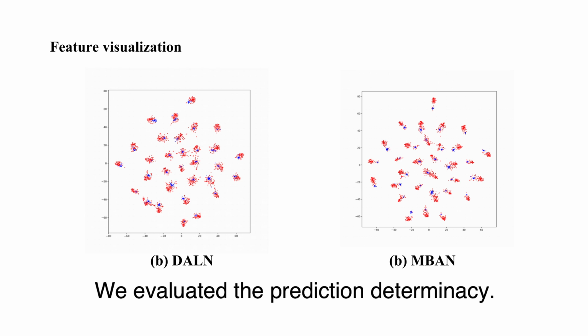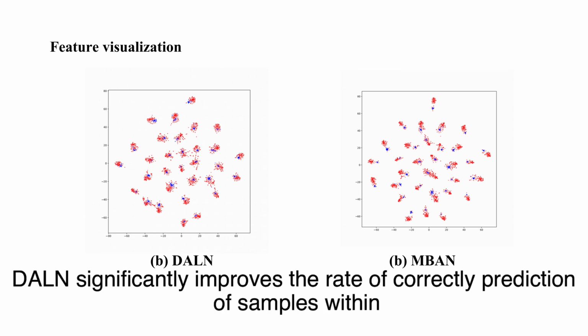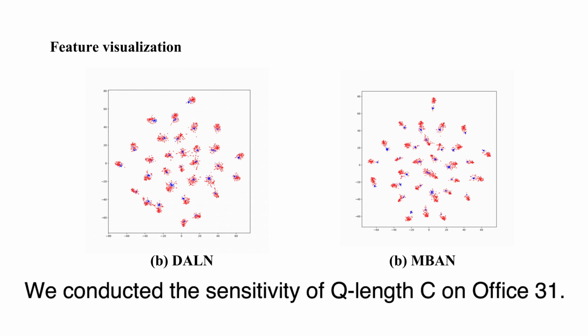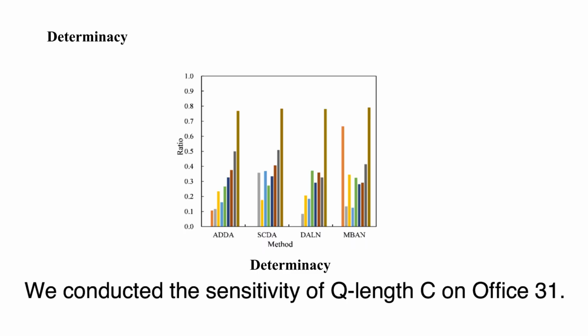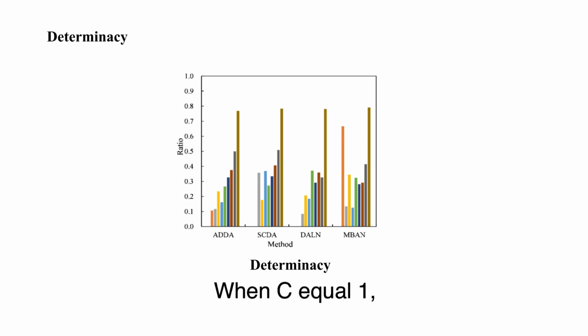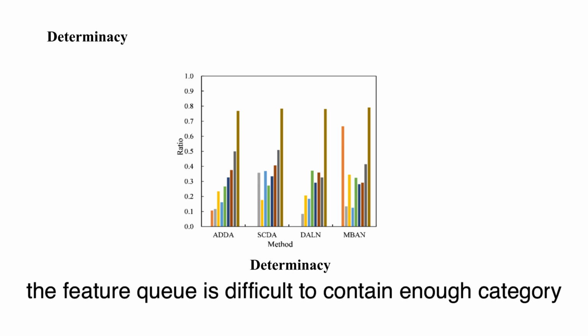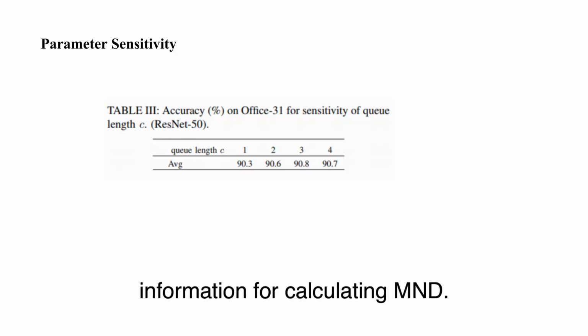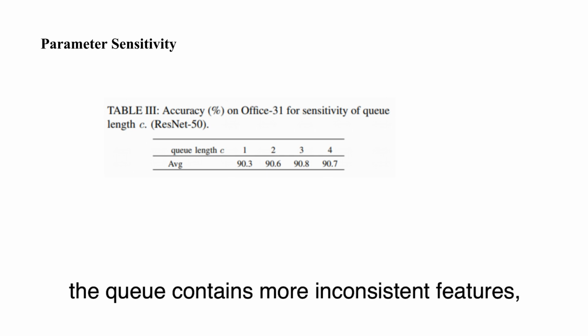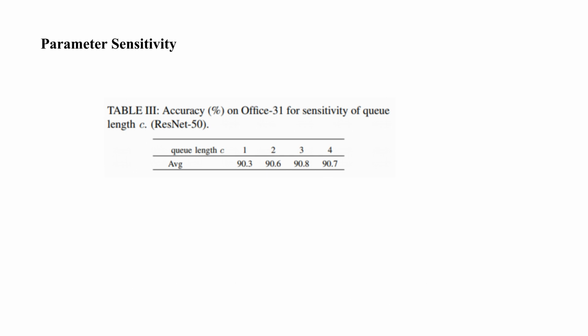We evaluated the prediction determinacy. MBAN significantly improves the rate of correctly predicted samples within the high probability, showing the effectiveness of the proposed method for improving determinacy. We conducted the sensitivity analysis of queue length C on Office-31. MBAN achieves the best performance when C equals 3. When C equals 1, the feature queue is difficult to contain enough category information for calculating MND. In contrast, when C equals 4, the queue contains more inconsistent features, which hinders domain adaptation.